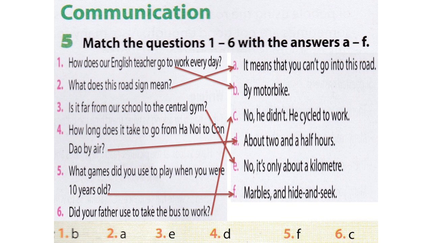Number 2. What does this road sign mean? It means that you can't go into this road. 2A. Number 3. Is it far from our school to the sports center? No, it's only about a kilometer. 3E. Number 4. How long does it take to go from Hanoi to Can Tho by air? About 2.5 hours.